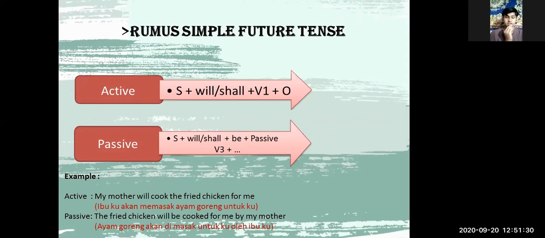Simple future tense. Active: subject plus will or shall plus verb 1 plus object. Passive: subject plus will or shall plus be plus verb 3. Example. Active: my mother will cook the fried chicken for me. Passive: the fried chicken will be cooked for me by my mother. That's all from me and thank you.